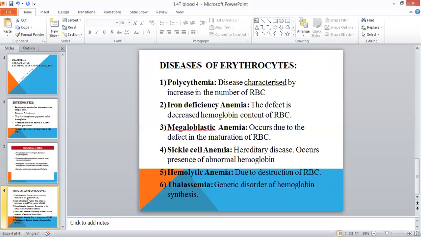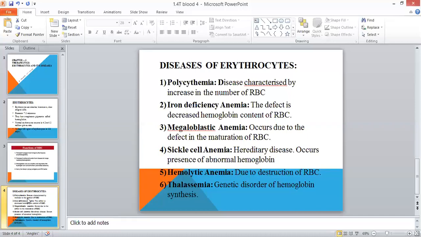Now, the next is hemolytic anemia. Hemolytic anemia is produced due to the destruction of RBC and the consequent liberation of hemoglobin. Hemolytic anemia leads to hemoglobinemia and jaundice.